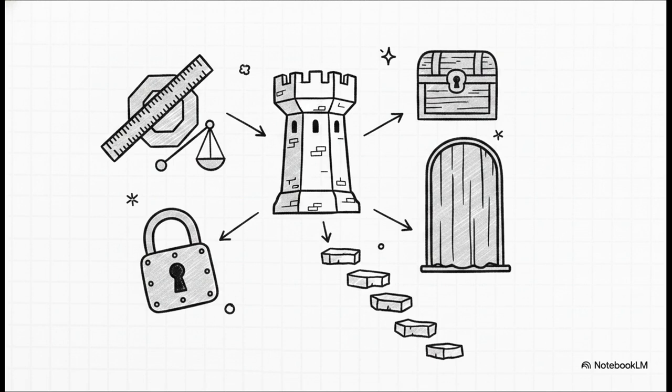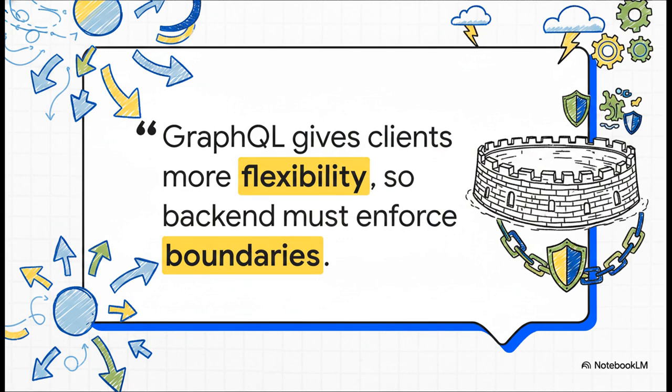You also need complex caching strategies. Remember, you only have one endpoint now, so you can't just easily cache responses by URL like you did with REST. You're also going to need cursor-based pagination, and you have to protect introspection. Otherwise, you might accidentally leak your entire internal API map to the public. As this quote perfectly sums up, GraphQL gives clients more flexibility, so the backend must enforce stronger boundaries.